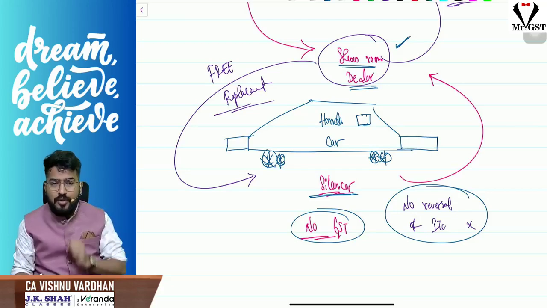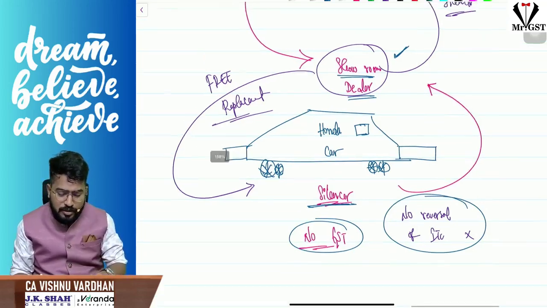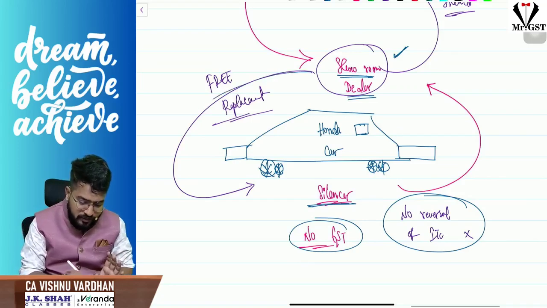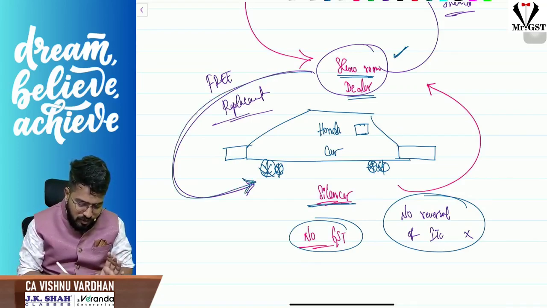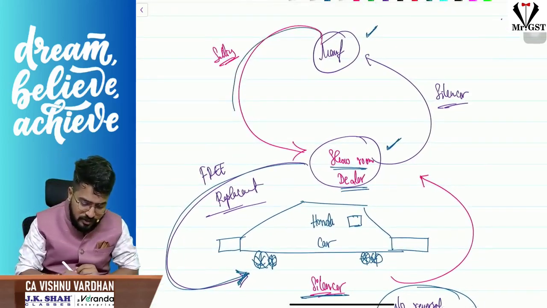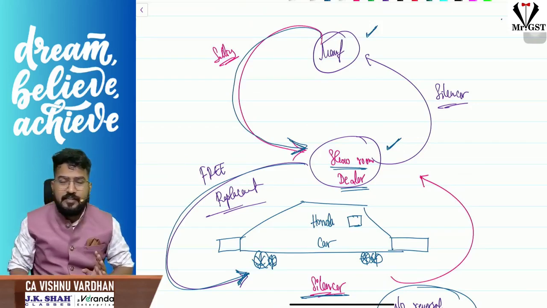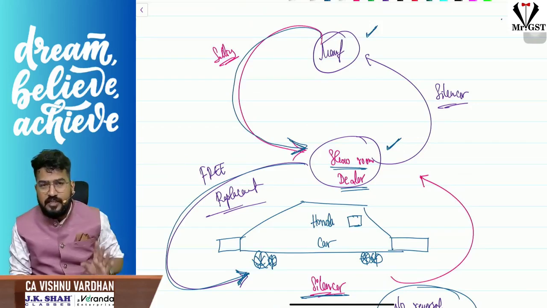So the GST implication on the part they are using, the free silencer, we have understood. Now the next part: the showroom person is doing this free replacement, and for that he has to get the silencer from the manufacturer. For that, what is the tax treatment? Let us understand.